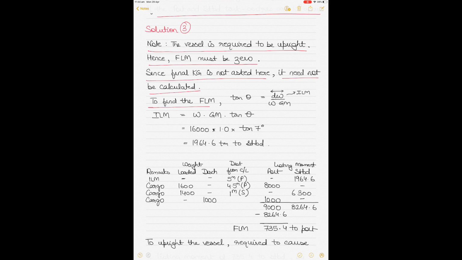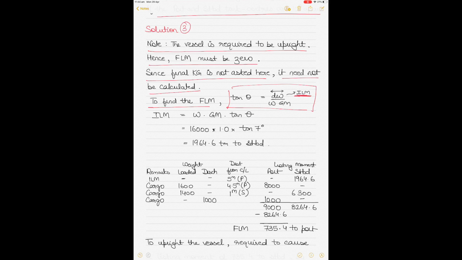To find the final listing moment, remember tan theta equals dw by w by gm. That means dw will give you the initial listing moment. You need this initial listing moment because you now need to add to it the listing moments of the other cargo operations that take place, and that will give you the resultant listing moment.